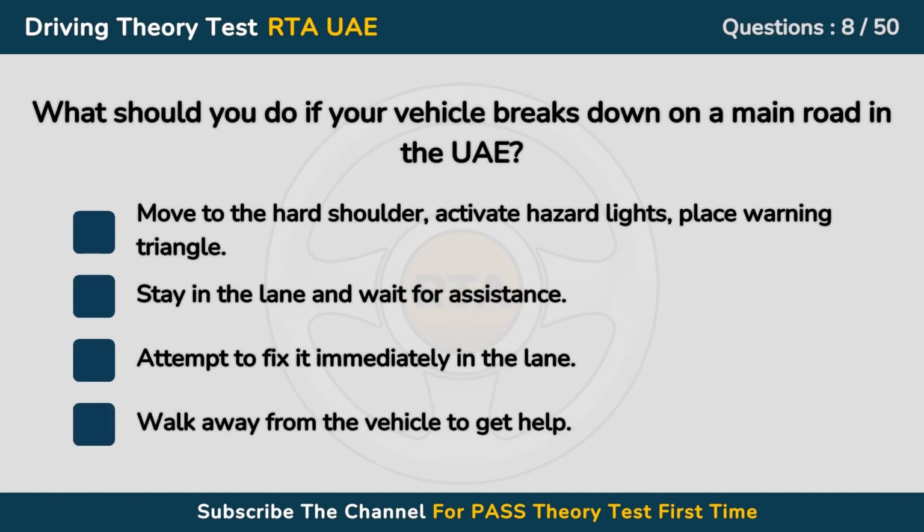Question 8. What should you do if your vehicle breaks down on a main road in the UAE? A. Move to the hard shoulder, activate hazard lights, place warning triangle. B. Stay in the lane and wait for assistance. C. Attempt to fix it immediately in the lane. D. Walk away from the vehicle to get help.